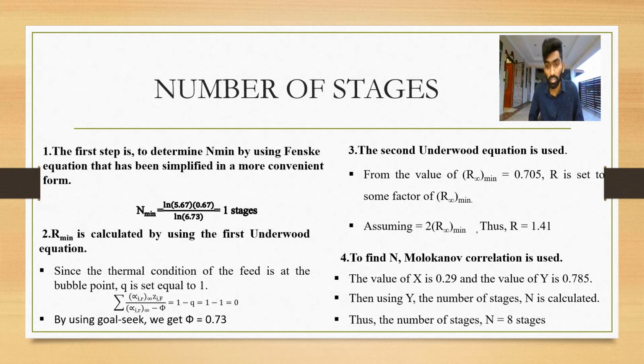The third step is using the second Underwood equation. By using the formula, the value of R minimum is 0.705. R is set to some factor of R minimum, assuming that R is 2 times R minimum. Thus, the R value is 1.41. To find number of stages, Molokhanov correlation is used. The value of x is 0.29 and the value of y is 0.785. Then using y, the number of stages is calculated. Thus, the number of stages is 8.